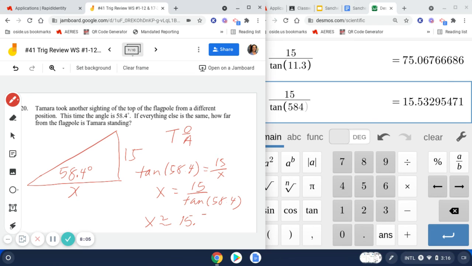So 15.53 feet. Notice she got closer. By having a steeper angle, looking up steeper, a 58-degree angle, she got closer, at 15.53 feet away. And remember that that's approximate. How'd you do? All done.